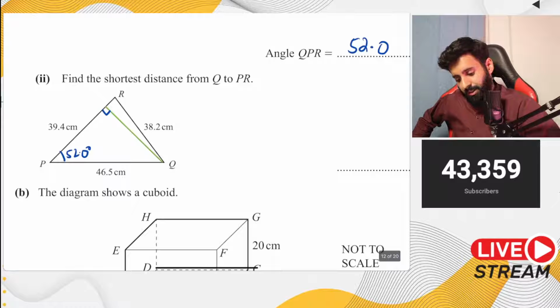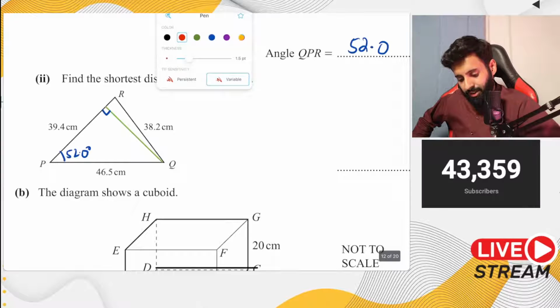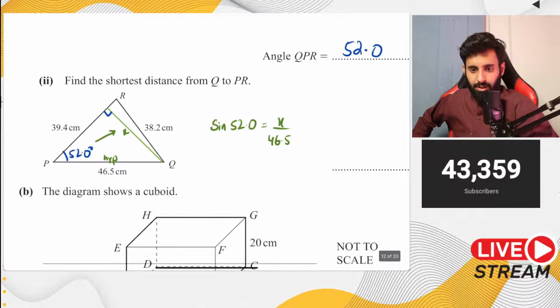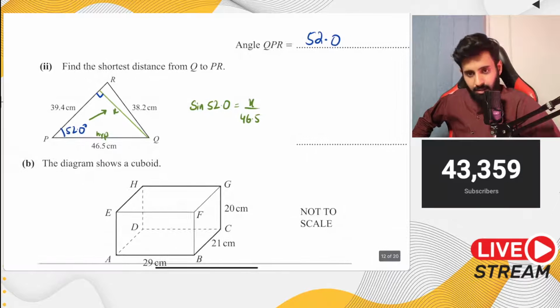Perpendicular distance. Okay, so this is what you see in green is basically the shortest distance. So that's what we're going to find out. This is the opposite length, and we have the hypotenuse length. So what can we use? We can use sine. So sine of 52.0 equals opposite over hypotenuse. So cross multiply, and that's it. Answer आ जाएगा. So that is equal to 36.6.